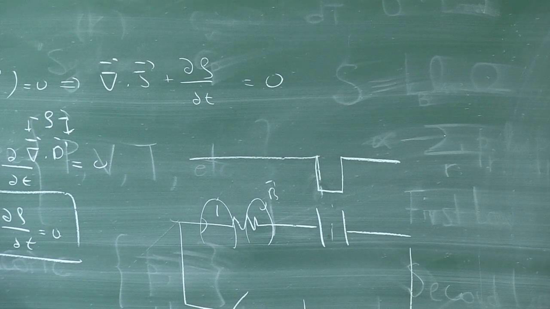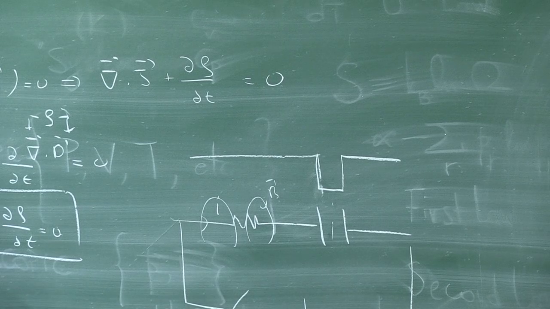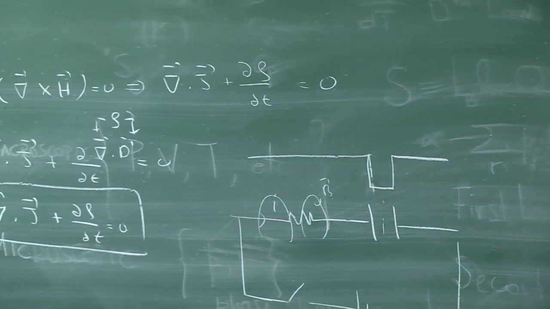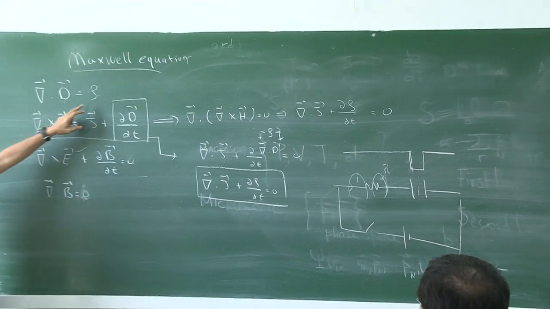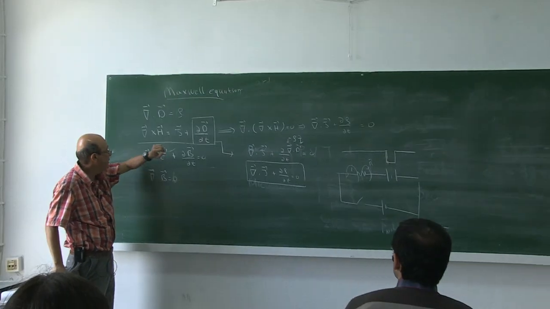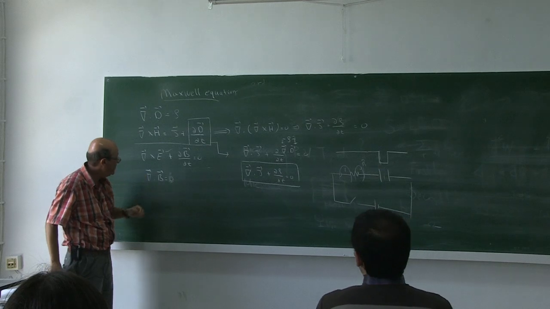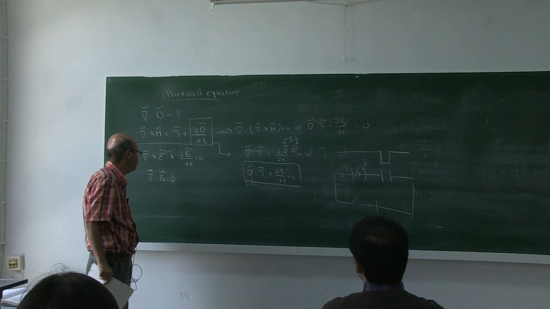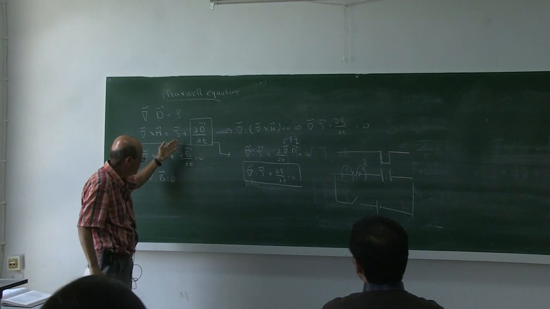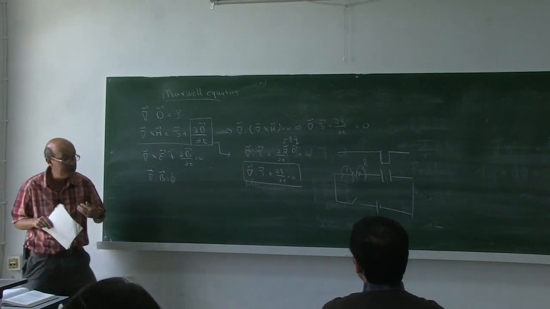So basically, we have 4 Maxwell's equations. Let me tell you again. The source of the electric displacement D is the charge density. The source of the magnetic field is the current density and the change of the electric displacement in time.